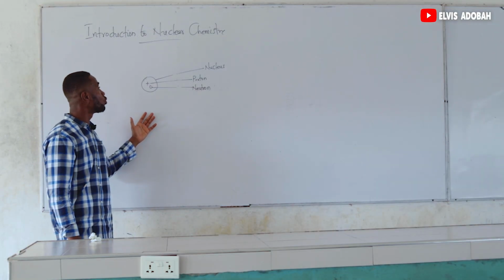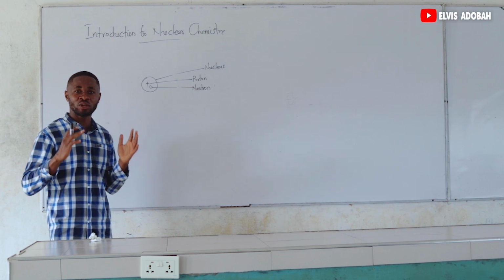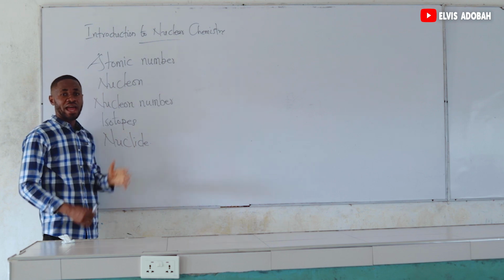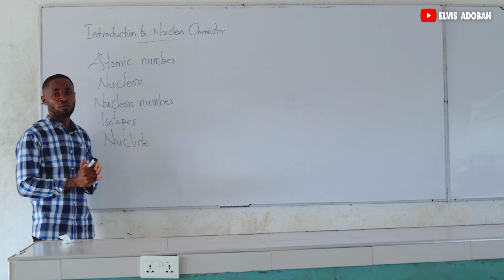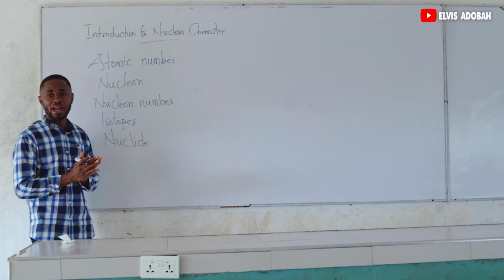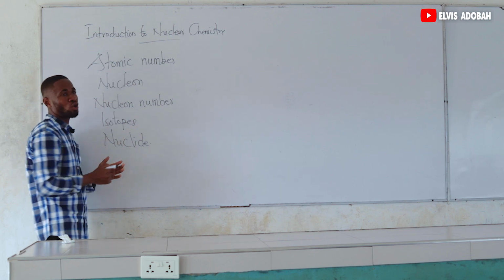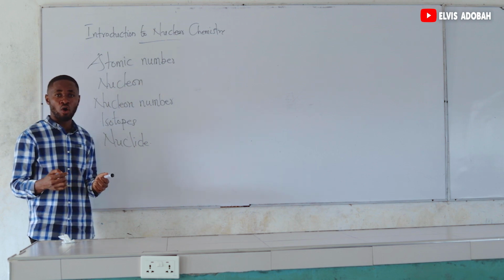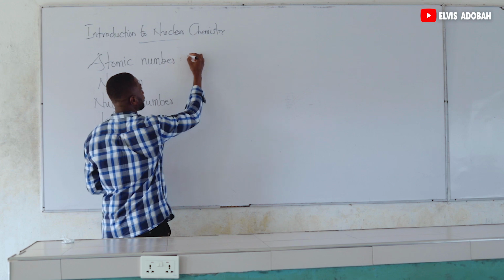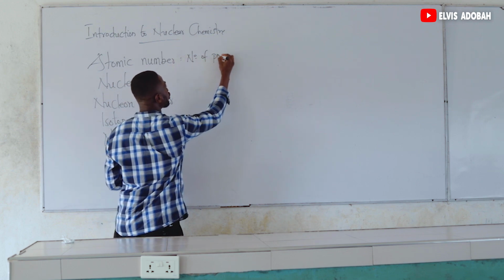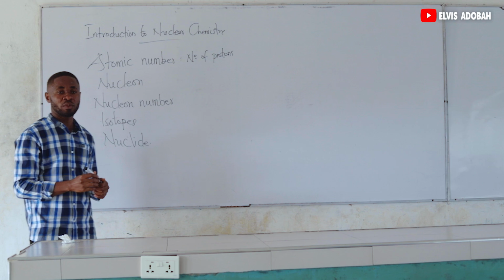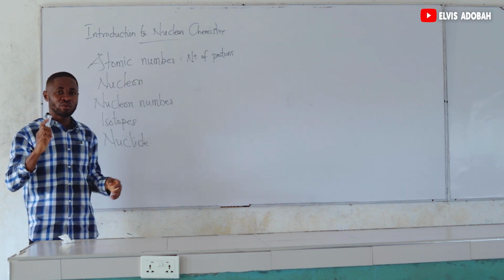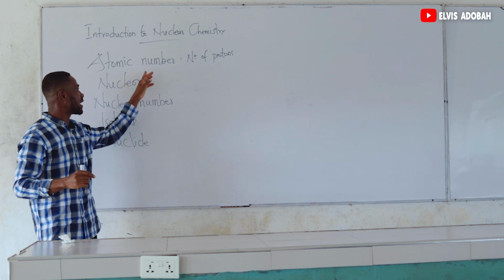Before we delve into nuclear chemistry, there are some terminologies that we need to really understand. The first one is called atomic number. When we say atomic number, it refers to the number of protons in the nucleus of an atom. This is a unique number because no two elements have the same atomic number.